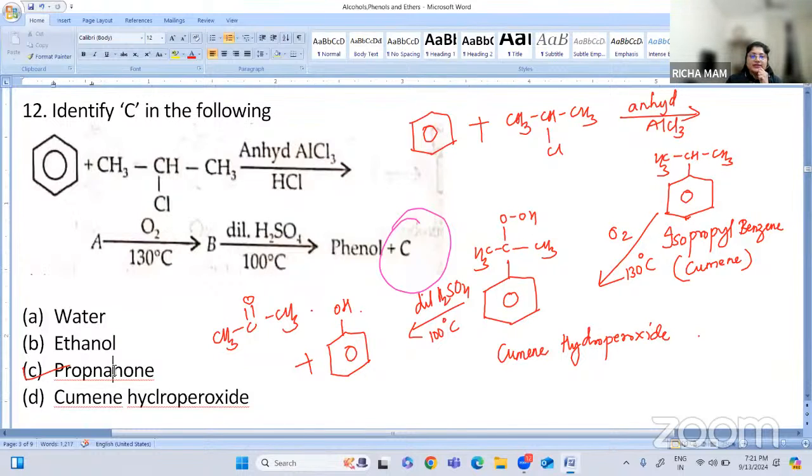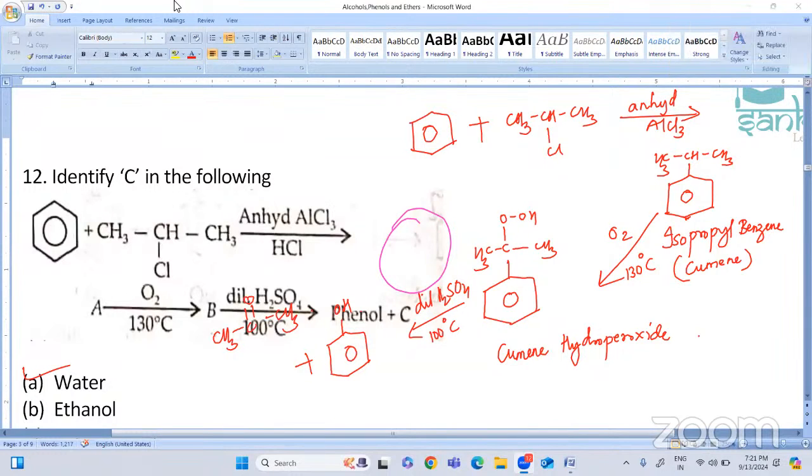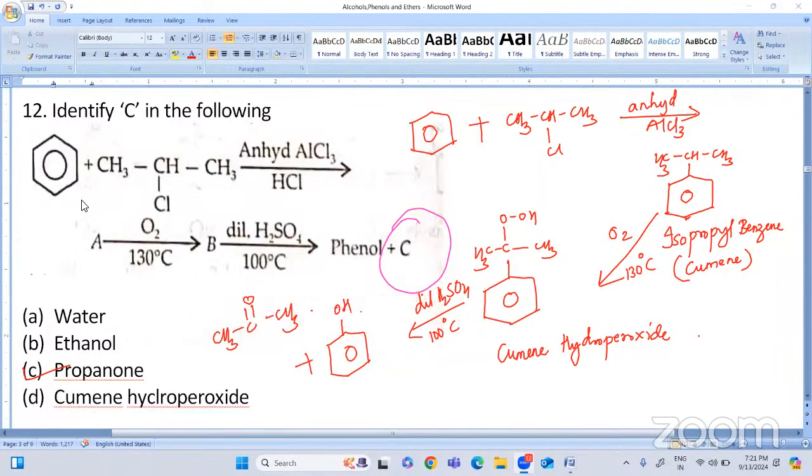So yes, B is the answer. So this is the answer. Okay, so what is the answer? C. Okay, C is the answer. So this is a preparation of phenol, which we have studied in the preparation of phenol. Yes, Lubna Shivaruni has answered it correct. So yes, C is the answer.